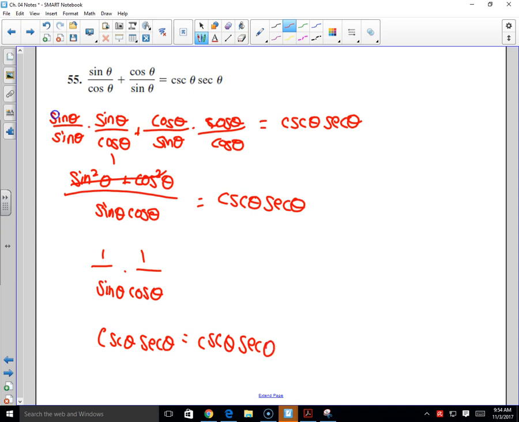Now, maybe a middle schooler couldn't figure this one out, but anybody who knows their trig properties is like, oh yeah, good job, you did it. Thus it has been proven. Quod erat demonstrandum.